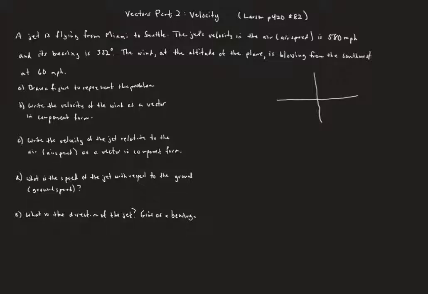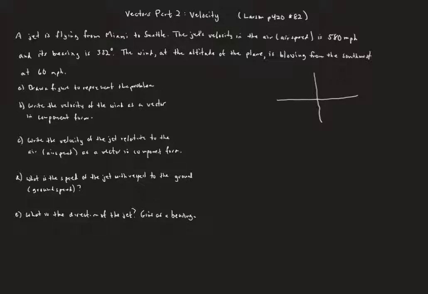It says, a jet is flying from Miami to Seattle. The jet's velocity in the air, which we'll call airspeed. This means how fast and the direction the plane would be going if there was no wind at all. So its airspeed is 580 miles per hour, and its bearing is 332 degrees. The wind at the altitude of the plane is blowing from the southwest at 60 miles per hour.